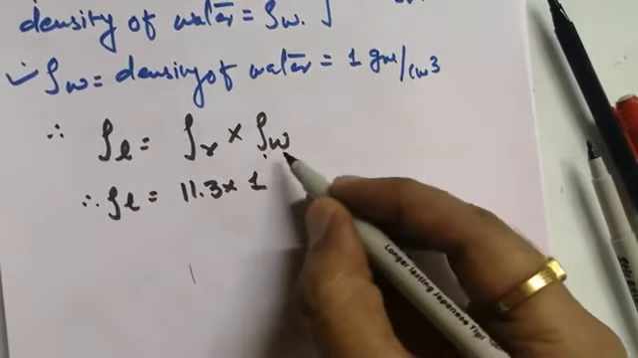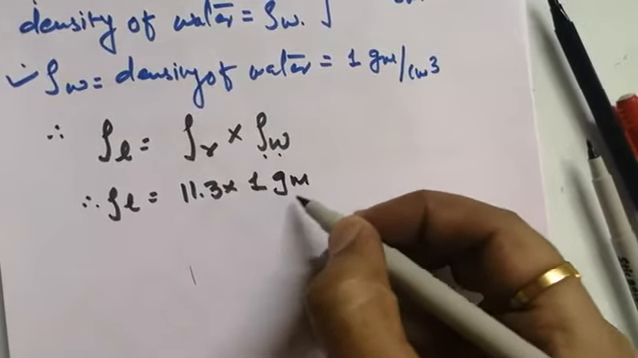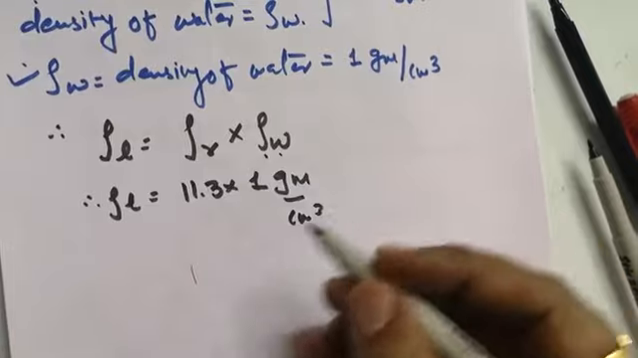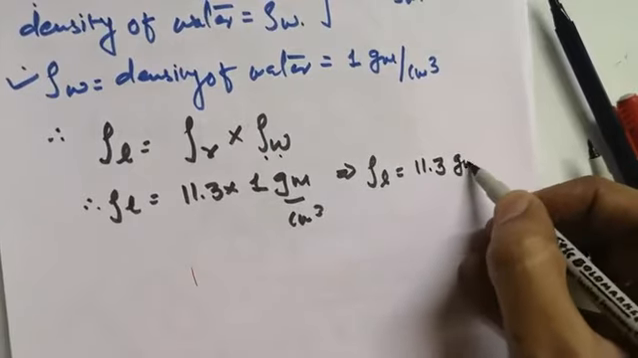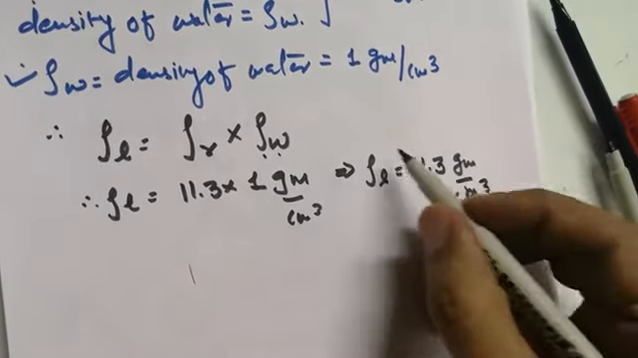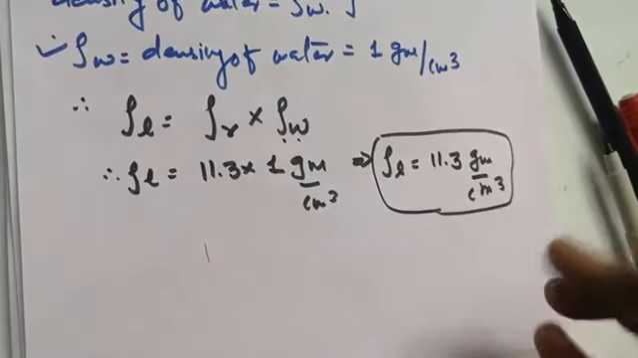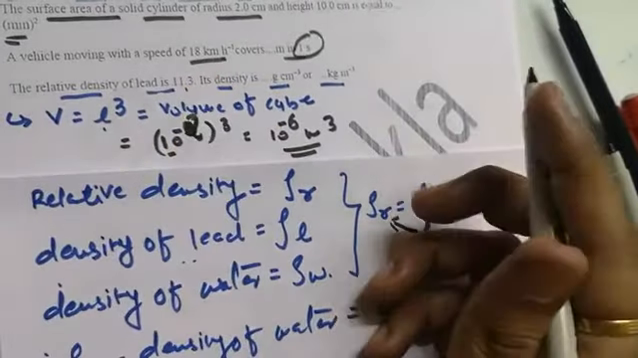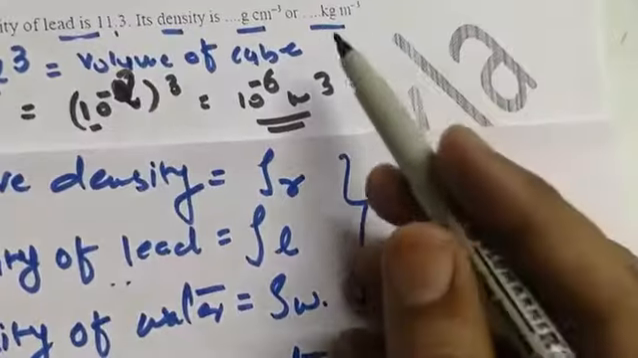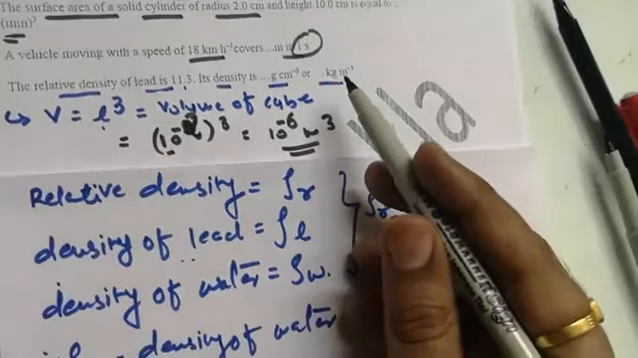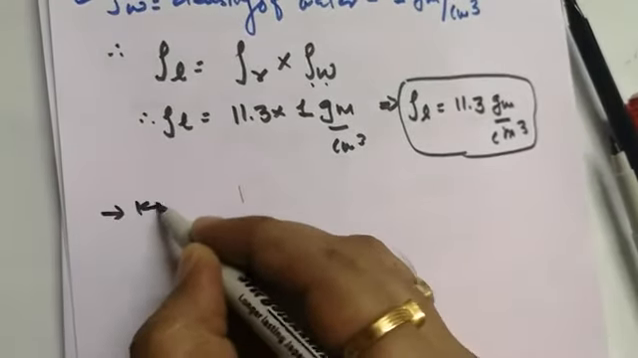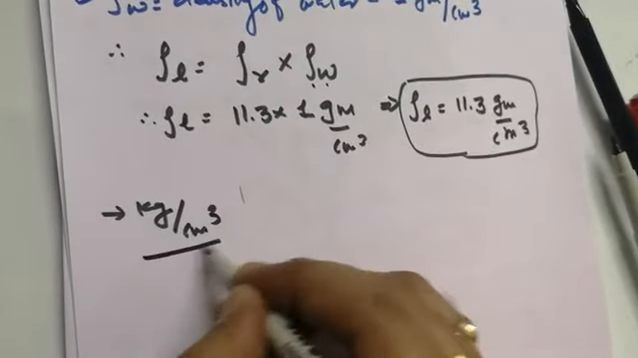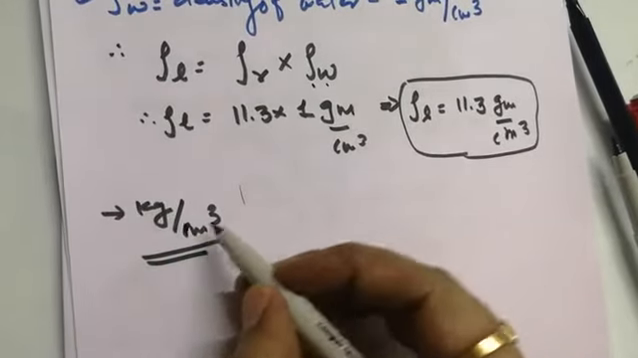But the density of water is given, that is 1 gram per centimeter cube. So I got that the density of lead is 11.3 gram per centimeter cube. Now I want my answer in terms of kilogram per meter cube, because they have asked for kilogram per meter cube. So I have to go from the smaller to the larger unit, to convert to kilogram per meter cube.